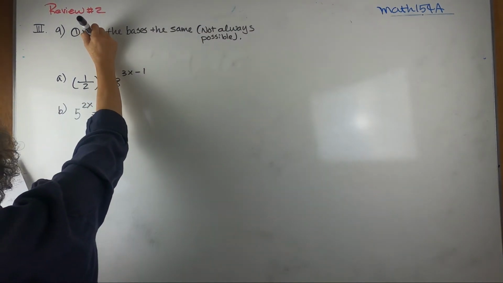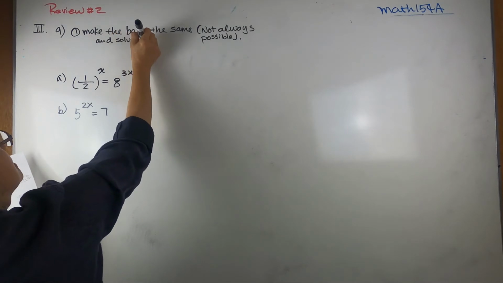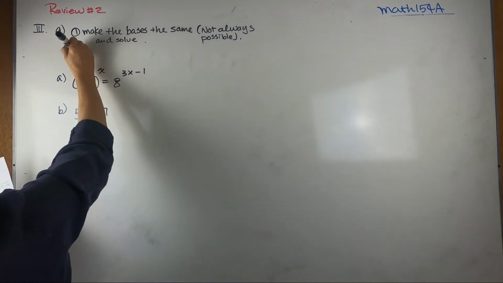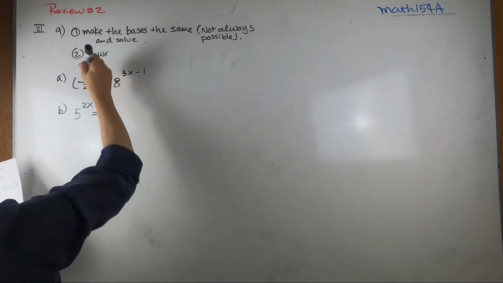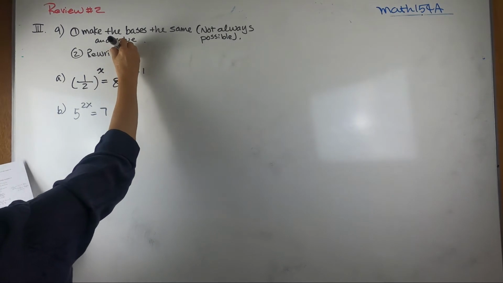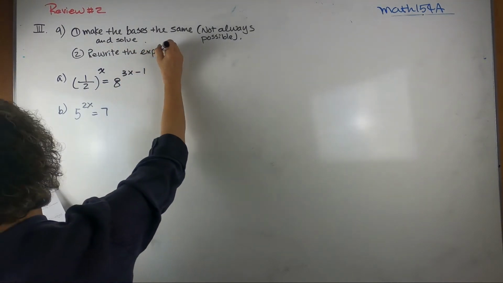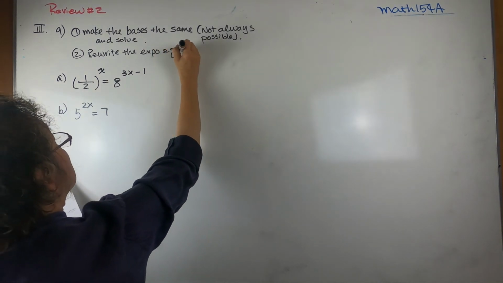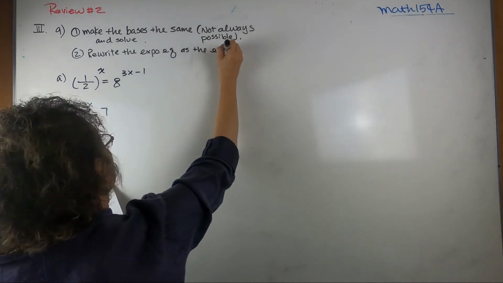Right? And solve. That's how we do. Otherwise, what will you do? You cannot make the bases the same, so you will rewrite exponential equations as what? As the equivalent log equation, right?